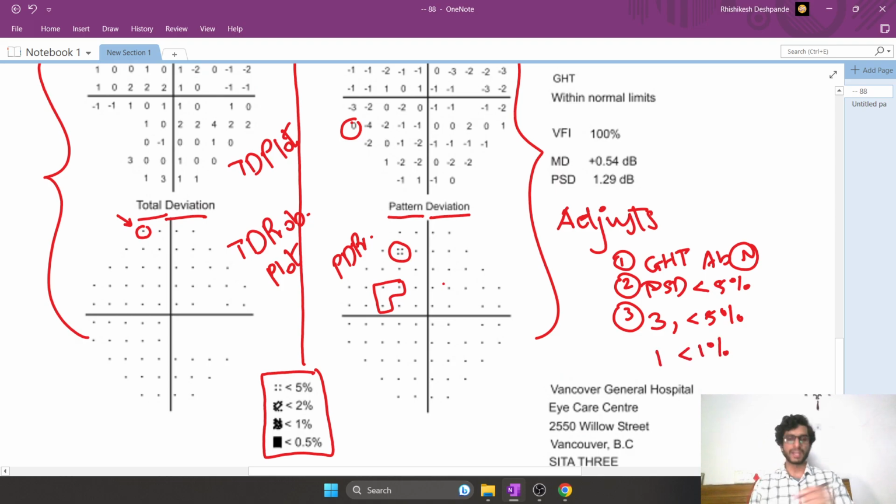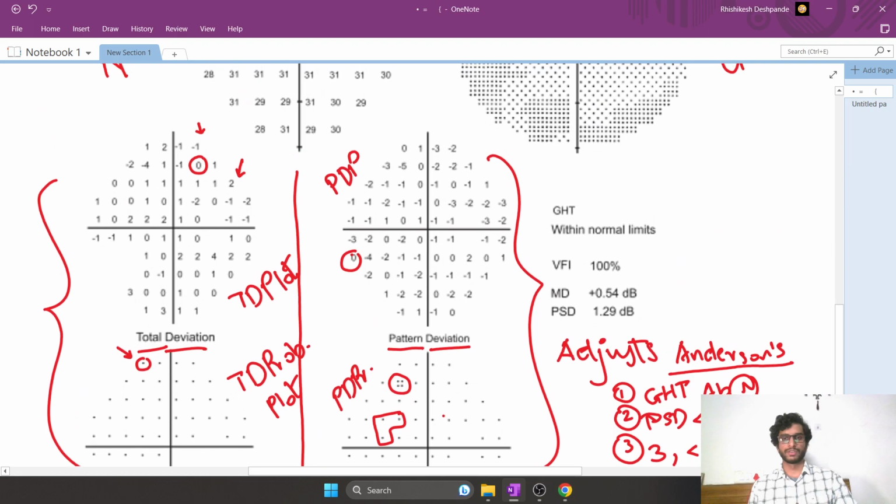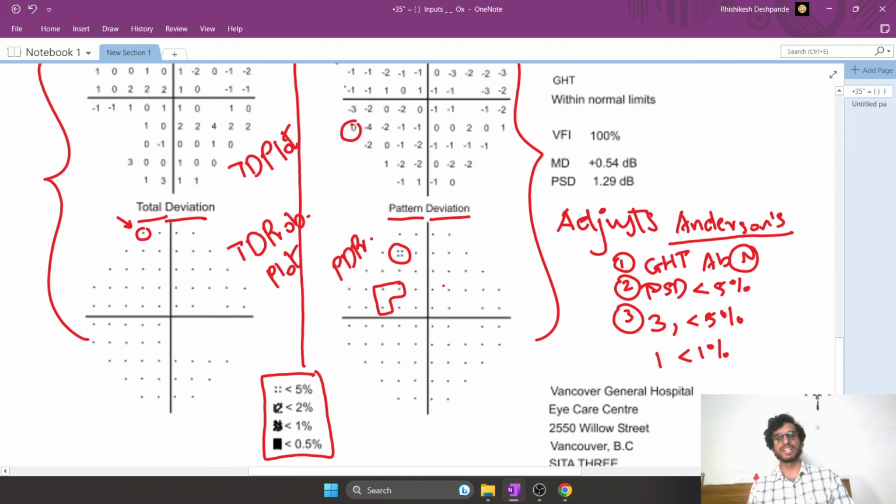So at least 3 points, it could be 4, 5, 6, but at least 3 points, all of which have a probability of less than 5%, and at least one of that cluster should have a probability of less than 1%. So this is called Anderson's criteria and is used to decide whether a perimetry report appears abnormal or not. So coming to GHT, what does GHT mean? GHT is glaucoma hemifield test.